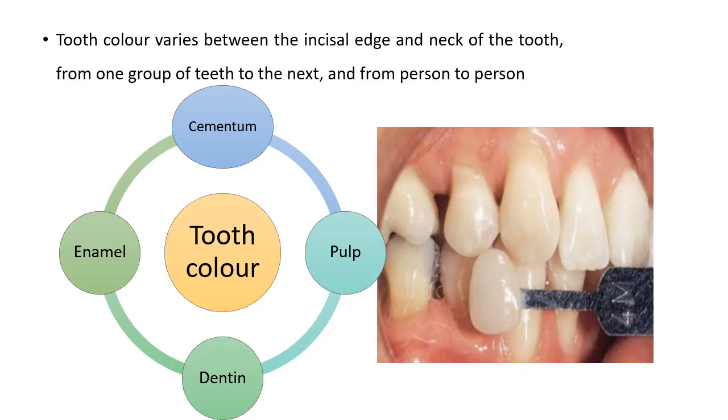Tooth color varies between the incisal edge and the neck of the tooth, from one group of teeth to the next and from person to person. As we have all noticed, the enamel as such does not have any particular color and it's mostly translucent, whereas dentine is the one which always represents the shade of the tooth. It's slightly more yellowish in color compared to enamel, and the dentine itself is more prone to staining if exposed alone. Cementum as well is more yellow in color, and the pulp is always seen through the teeth as a reddish or pinkish hue.